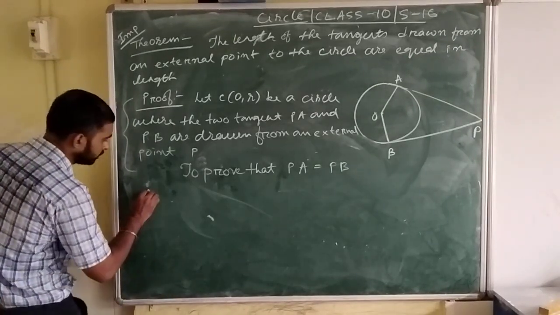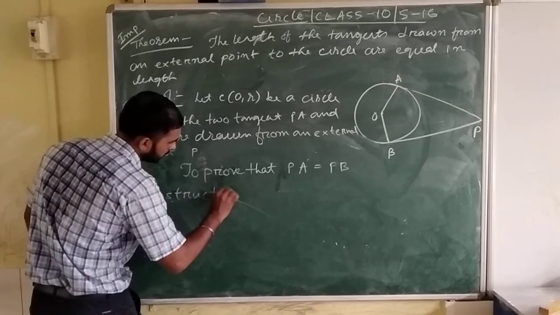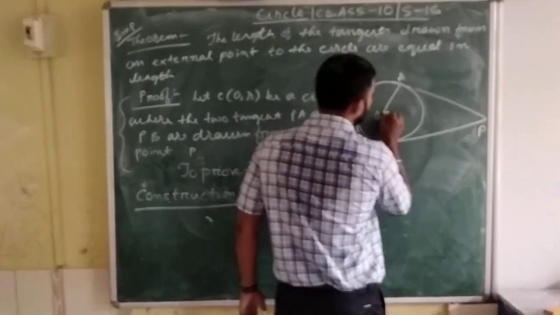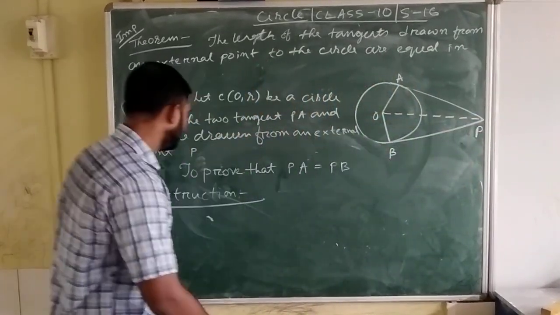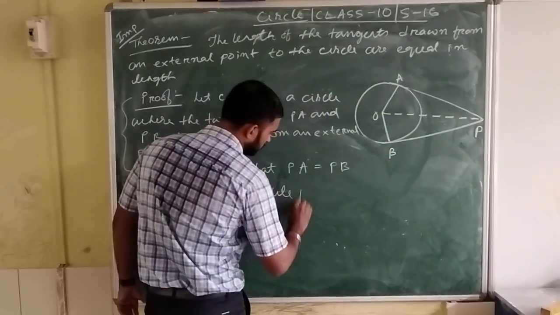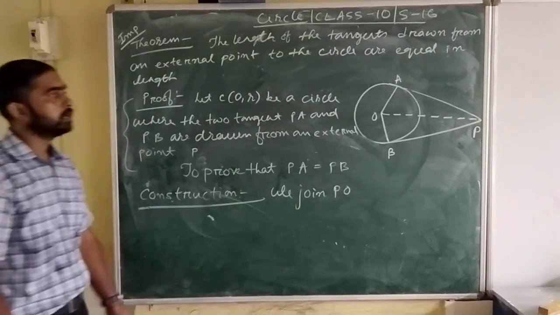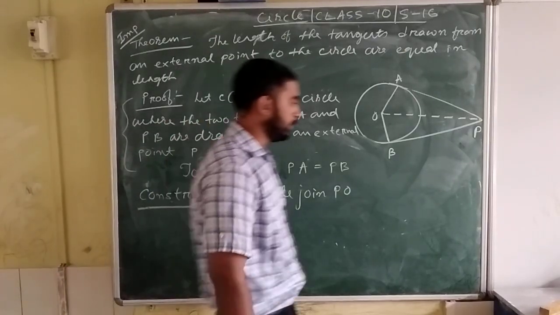Now construction. If there is a construction, then we will mention that one. What is the construction? To join PO. So this is the construction. First restatement, then construction if necessary, and then the main point, that is the proof.